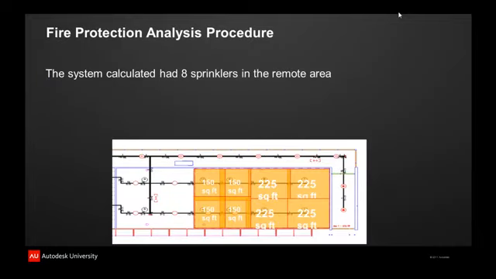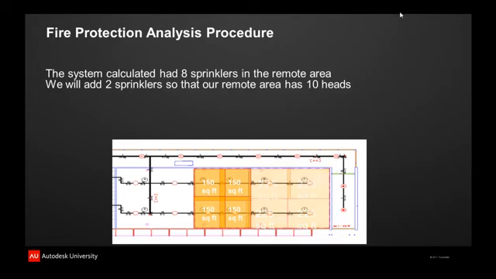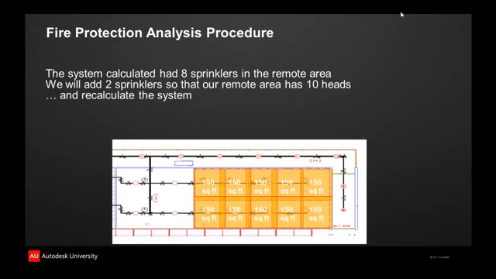So I want to take a minute and go back and reconsider the design for comparison purposes. The design that we started with had 4 heads at 225 square feet and 4 heads at 150 square feet. So we had to calculate 8 heads worth of flow through the whole rest of our system. If we were to add 2 sprinklers, so that our most remote area was 10 heads, and recalculate the system, some interesting things would happen.